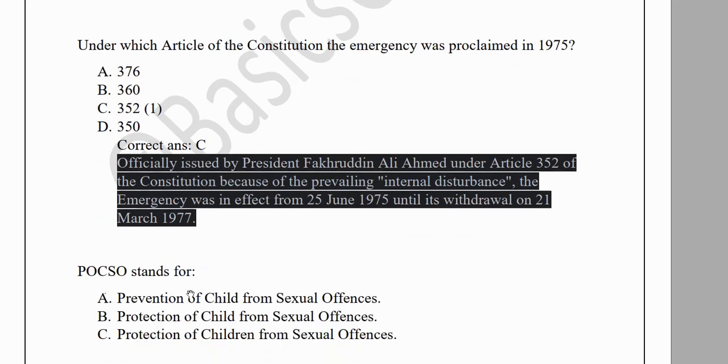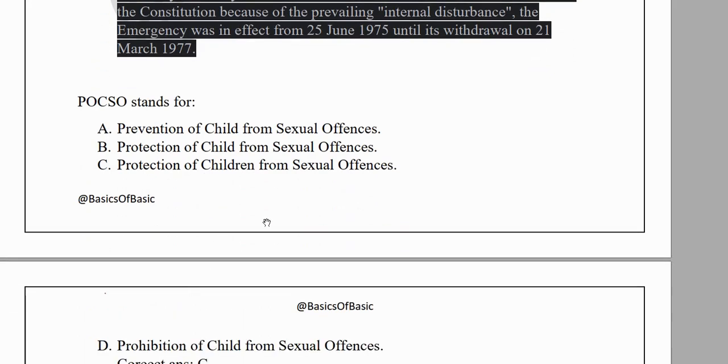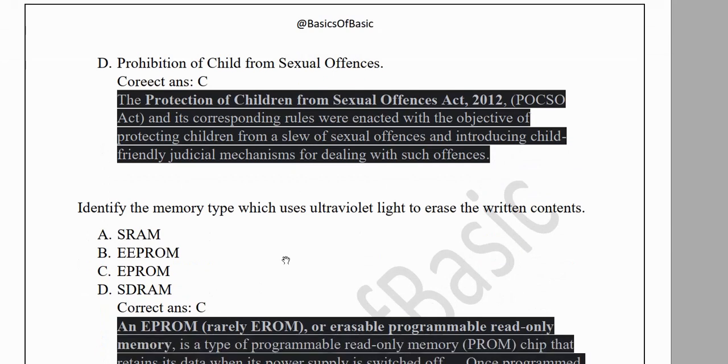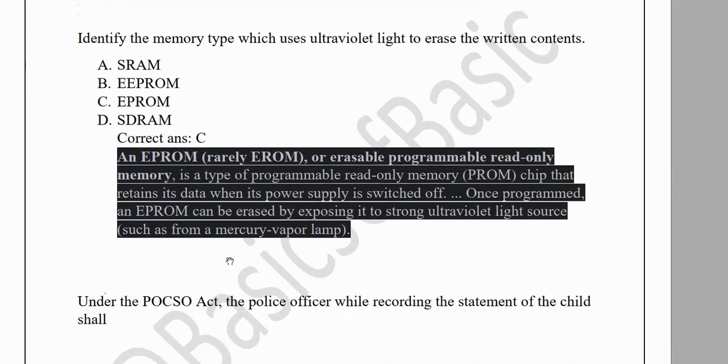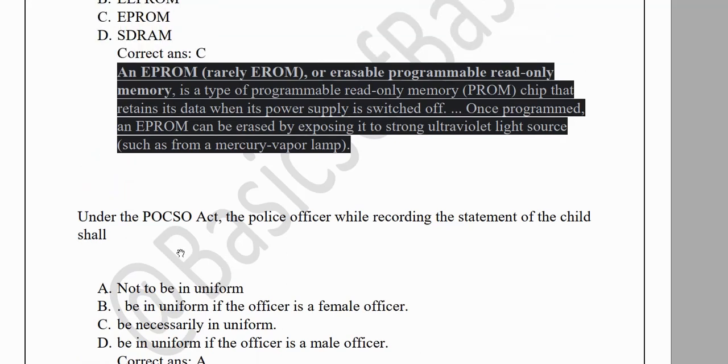POCSO stands for, see, this is one of the easiest questions. Option C. These things can be confusing because it is child, it is children. Sorry, I said prevention. It is Protection of Children from Sexual Offences. And the computer exam questions we'll discuss in one more video. Now I'll be discussing only the miscellaneous questions.